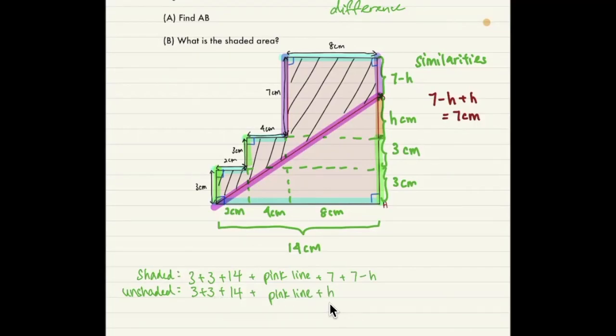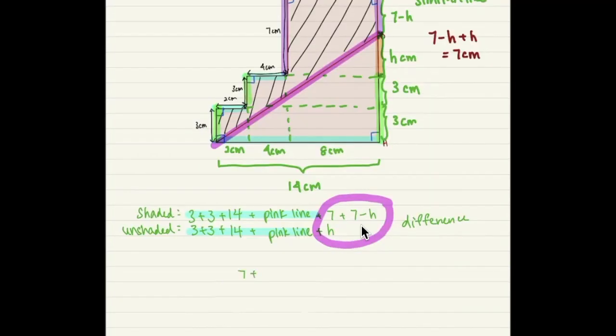So everything that I'm going to highlight in blue, they make up the same number. And then everything that I'm going to circle in pink, this is the difference. And this is what we should be focusing on. So I'll do 7 plus 7 minus h. I'll simplify. And then I'll take this minus away the h because I'm trying to find the difference. So minus means difference, and that should equal to 4 cm.